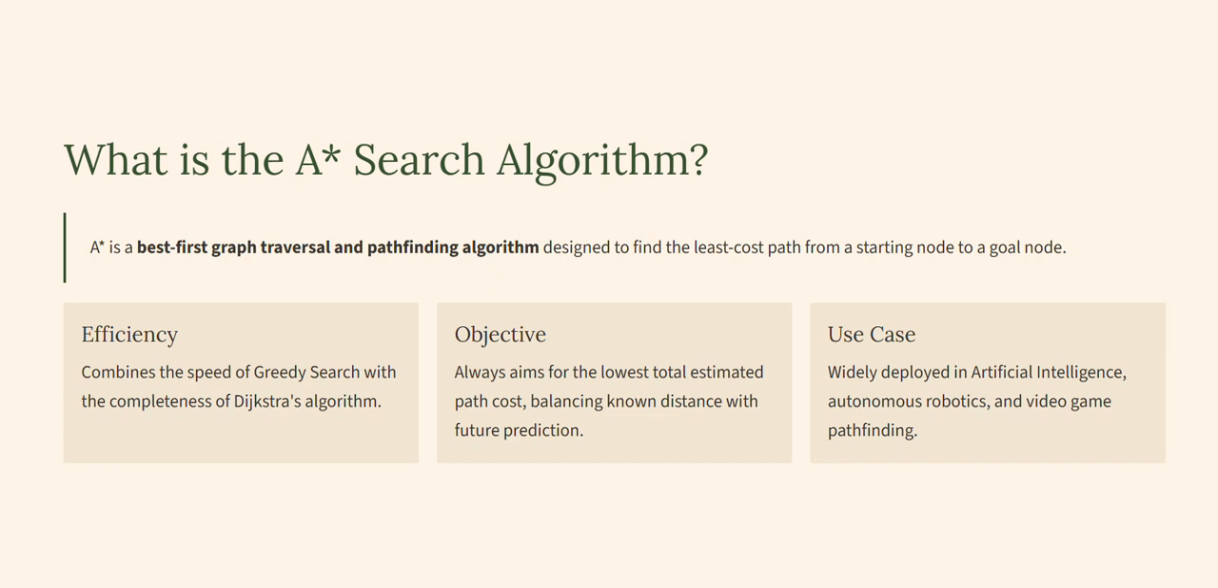And what about A-star? A-star is a best-first graph traversal and path finding algorithm. We are using A-star because of its least cost path from the starting node to the goal node, and it is chosen based on efficiency, which uses a greedy search for speed and the Dijkstra algorithm for its completeness. The main objective is to find the lowest total cost, balancing the known distance with the future prediction. It is mostly used in artificial intelligence, autonomous robotics, video games, and pathfinding.